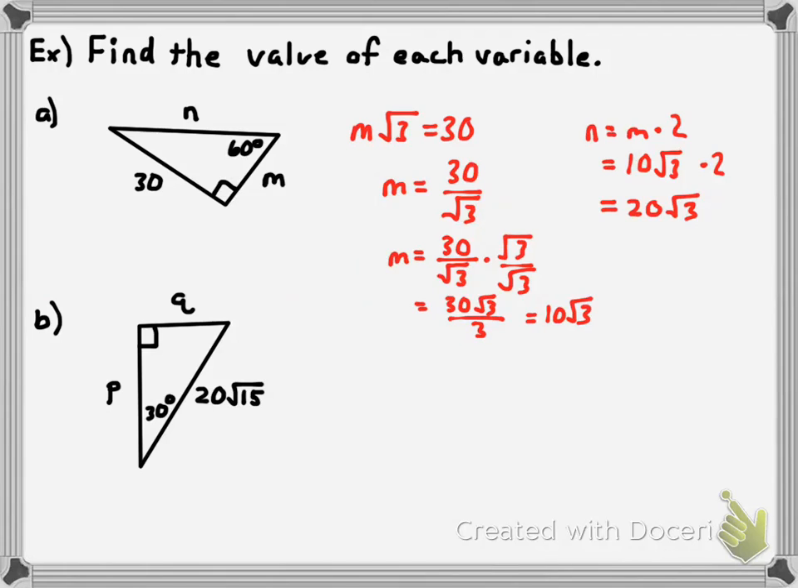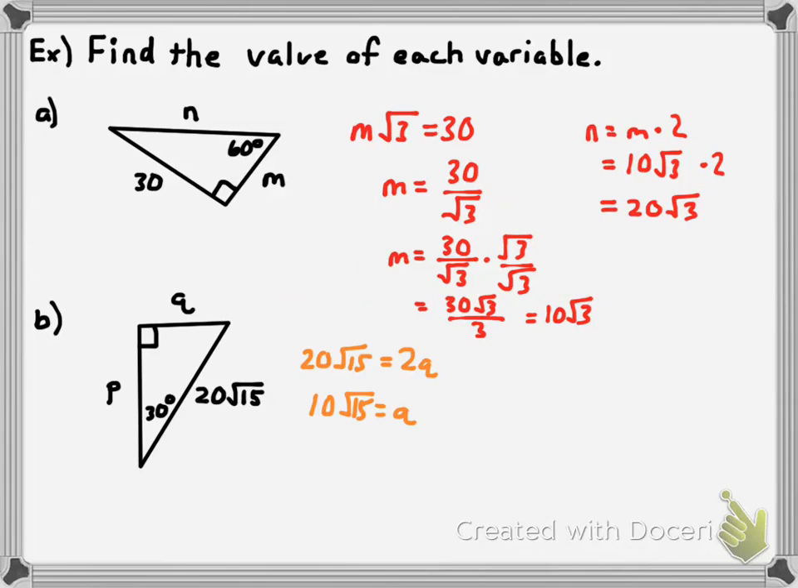All right, now in this second example, I've given you the length of the hypotenuse, and I'm asking you to find the length of the shorter leg and the longer leg. Okay, so we're going to use the fact then that the hypotenuse, 20 square root of 15, has to be twice the length of the shorter leg. Remember, find the shorter leg first. And then if we're going to find the shorter leg, what that means is we're dividing the hypotenuse by 2. All right, Q would equal 10 square root of 15.